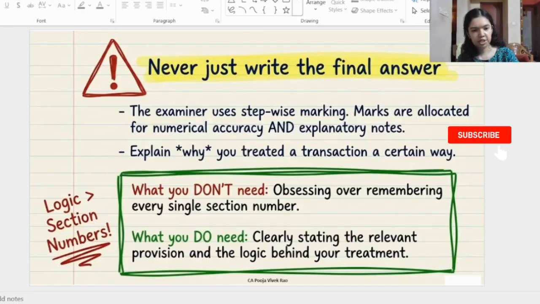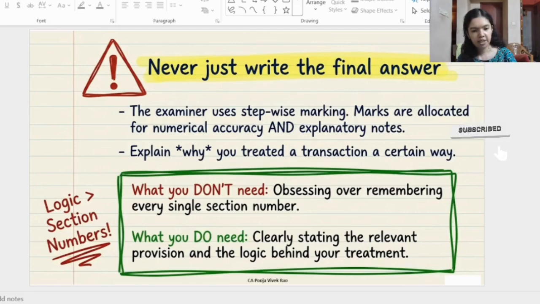It has been noticed that students often calculate the amount correctly, but fail to provide reasoning, and this can lead to loss of marks. So the session specifically emphasizes stepwise marking. Marks are allotted not only for numerical accuracy, but also for reasoning or explaining notes supporting the treatment. Therefore, wherever required, explain why you have treated a particular transaction in a particular manner.